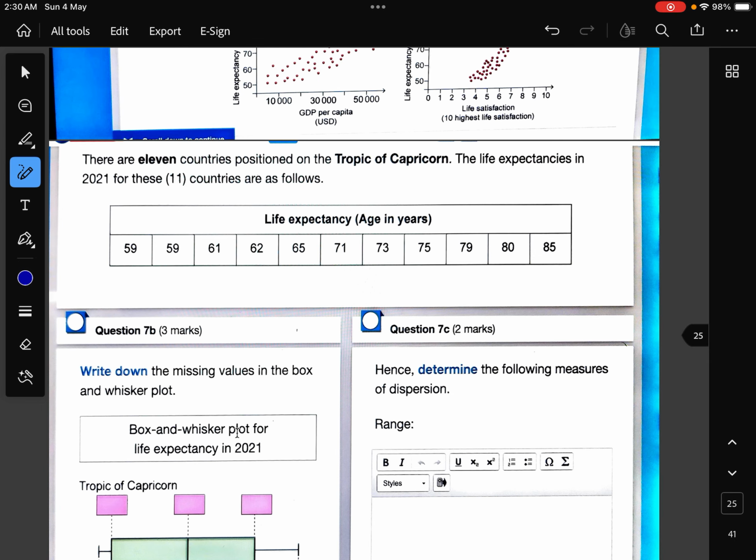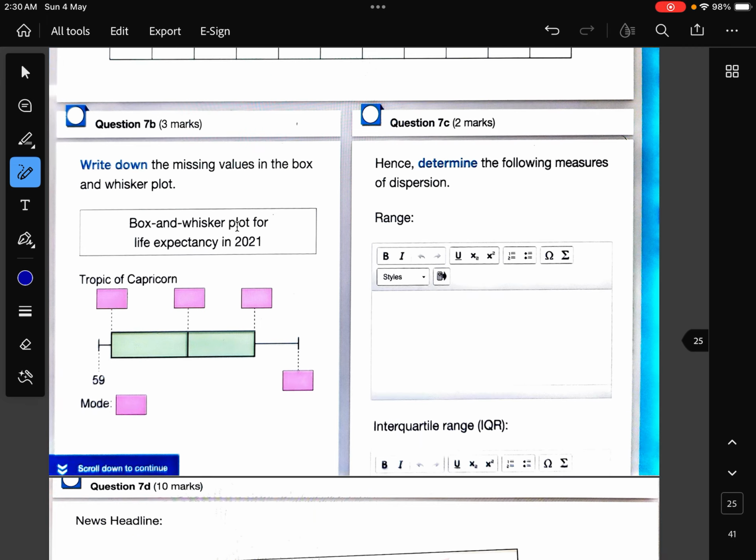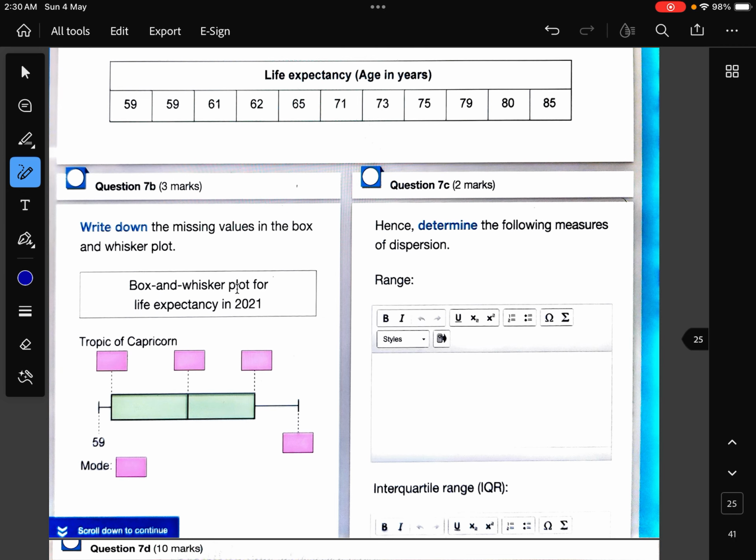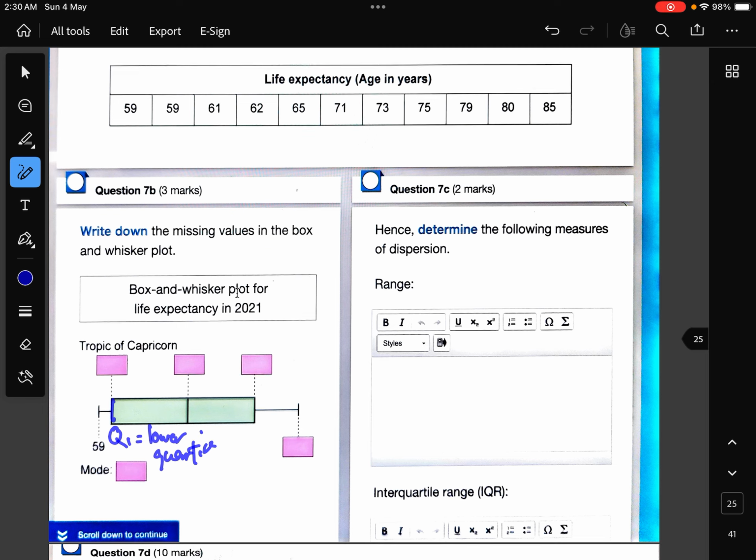Then we got some data given to us for 2021 with the life expectancy in age in years for the Tropic of Capricorn. And this obviously goes into question 7b, where you're supposed to put in the numbers for the box and whisker plot. So the first line that we have here is the lower quartile, which is usually what we call Q1. Let's just do a quick recap on how to find the lower quartile. We first need to find the median of this data.